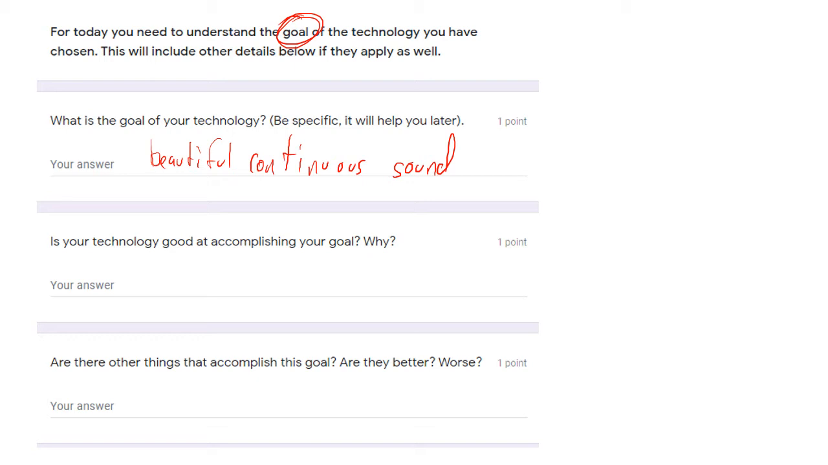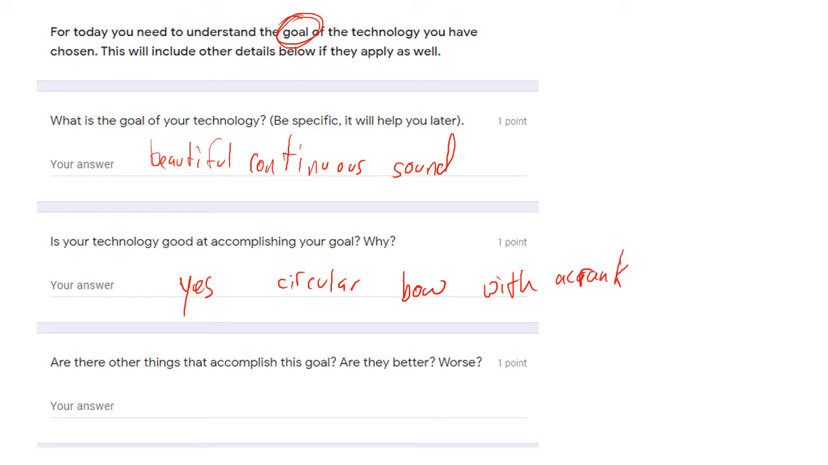Is your technology good at accomplishing your goal? Yes, it is. Why? Because it has a circular bow. Well, it's not what it's really called, but whatever. Bow with a crank, we'll say. With a crank.